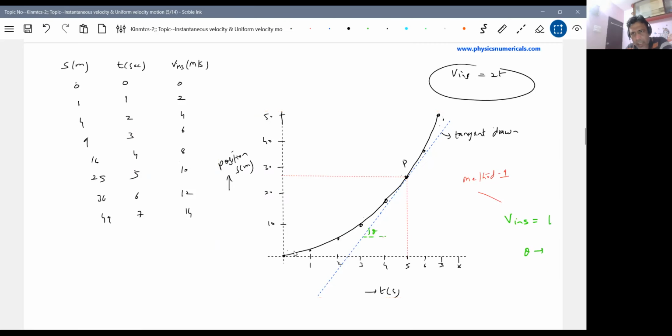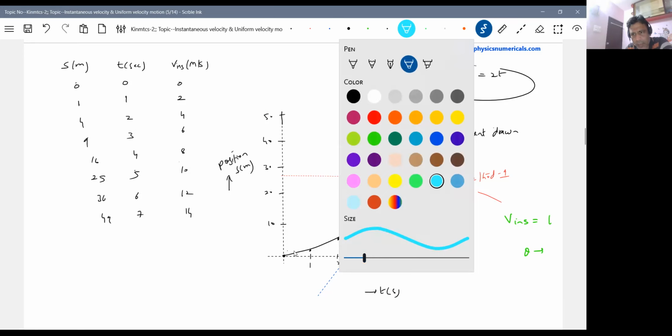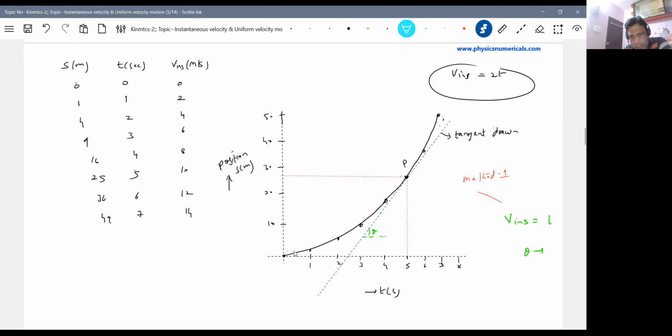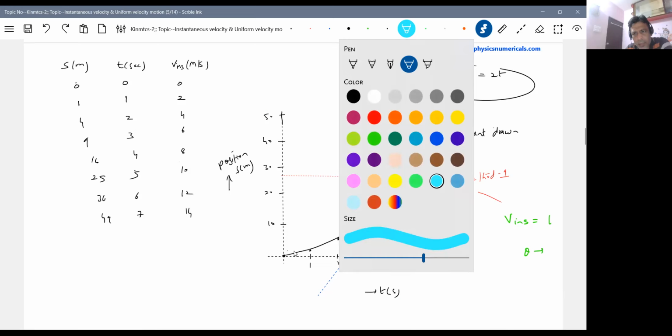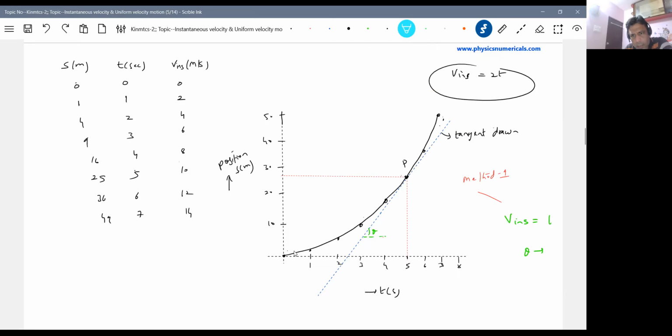Okay, we have everything here, no? What is the interval of time? Let me pick an interval of time. 3 to 5 seconds, or 2 to 4 seconds. Let me pick that up.